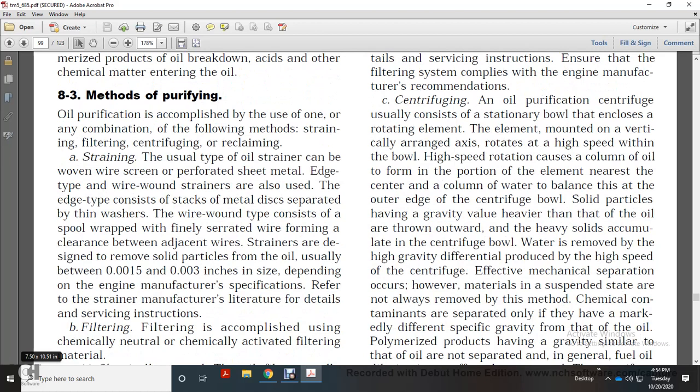Methods of purifying. Oil purification is accomplished using one or any combination of the following methods: straining, filtering, centrifuging, reclaiming. Straining: the usual types of strainer could be woven wire screen, perforated sheet metal, edge type, or wire wound. Strainers are usually metal. Each edge type consists of a stack of metal discs separated with a thin washer. The wire wound type consists of a spool wire wrapped finely, with serrated wire forming clearance between adjacent wire. Strainers are designed to remove solid particles from the oil, usually between 15 ten-thousandths of an inch to 3 thousandths of an inch in size, depending on the engine manufacturer's specification. Refer to the strainer manufacturer literature for the details.